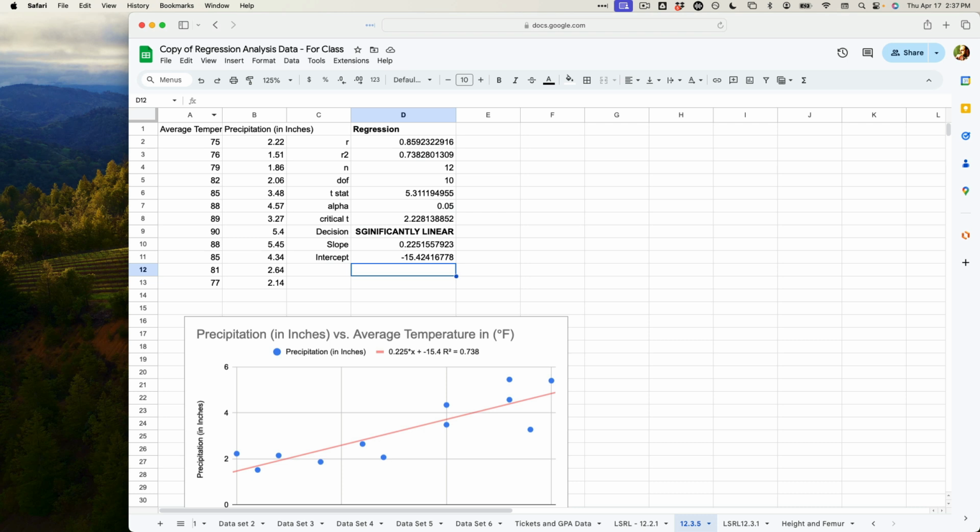Now I can use slope and intercept to make a prediction. To make predictions, I'm going to need to create a new column here because we're going to build also intervals on the predictions in a minute.